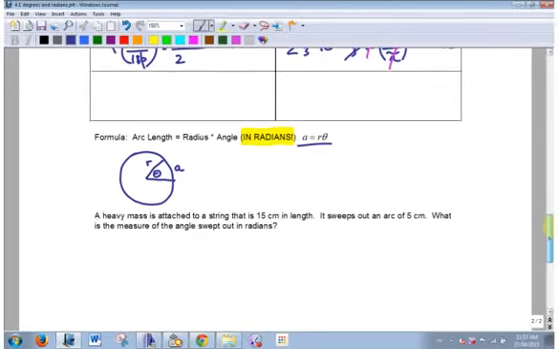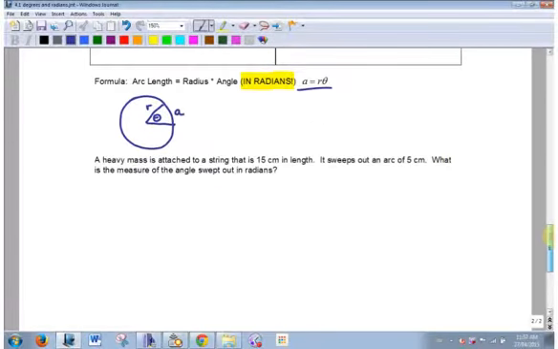So we just have one example here. I'll say something else though too, because I looked at the assignment already. A heavy mass is attached to a string that is 15 centimeters in length. M for mass. It sweeps out an arc of 5 centimeters. So that's an arc.